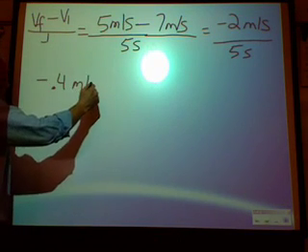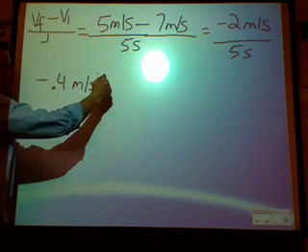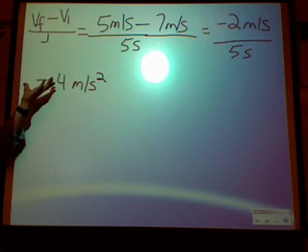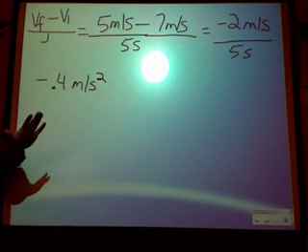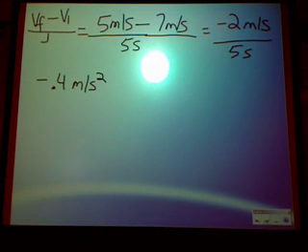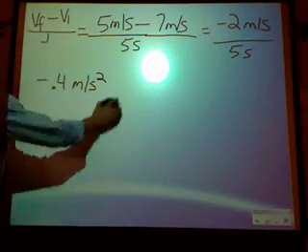Not ms squared. Meters per second squared. So that means every second I'm going to go this much slower. I'm going to decrease my speed by that much. Okay? Whenever you get a negative number, that means deceleration.